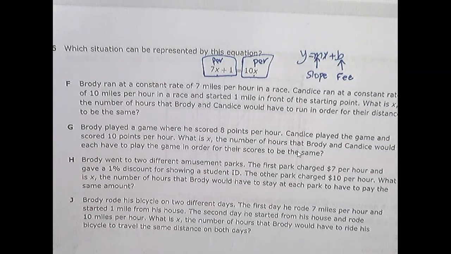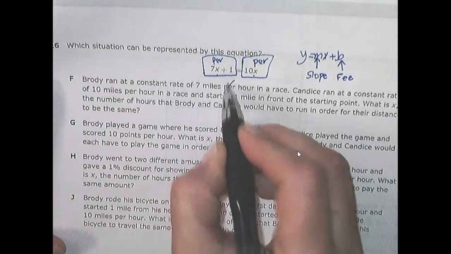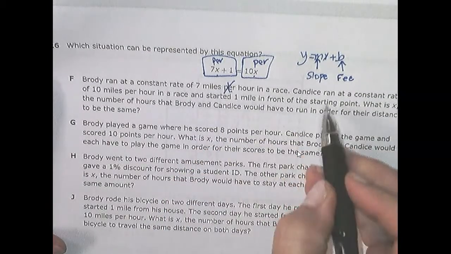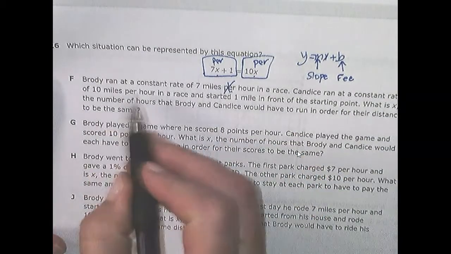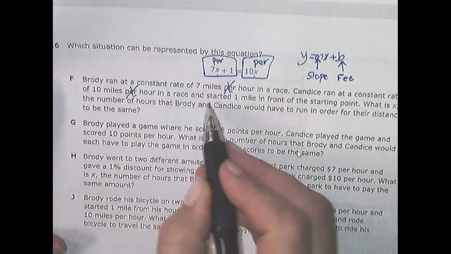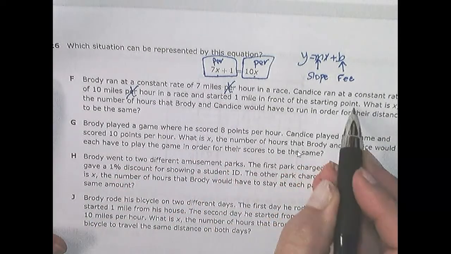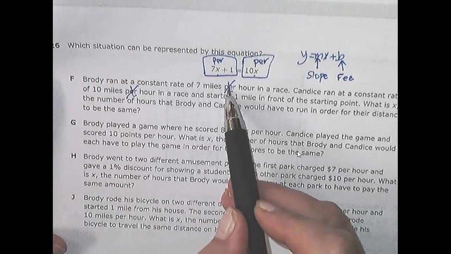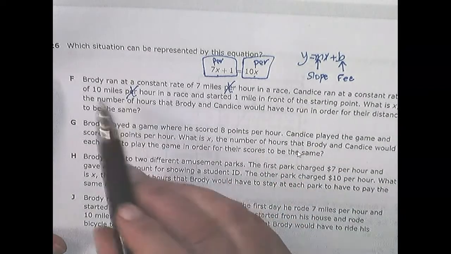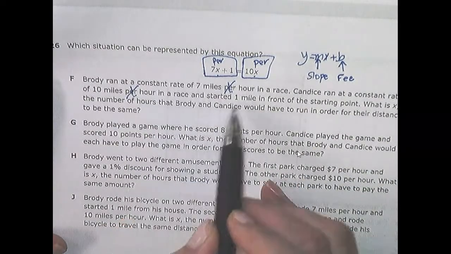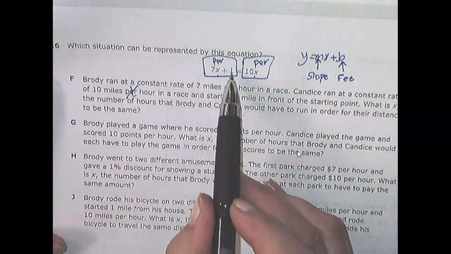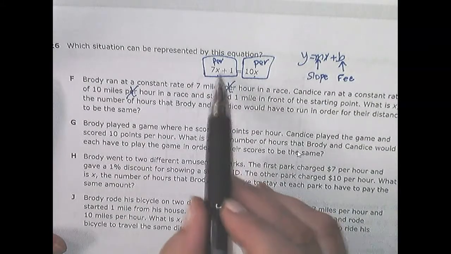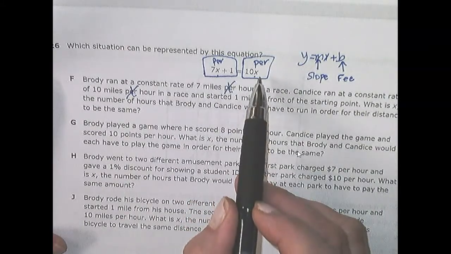All right, let's read. Somebody ran at a constant rate, 7 miles per hour, 7 miles per. I'm going to go ahead and mark that for me. Candace ran at a constant rate at 10 miles per and started 1 mile in front of the starting point. Well, you've got 7 per, period, and then Candace has the 10x plus 1. So see, I think the 1 goes here, but if I give this one +1, I could give this one -1, and that'd be about the same.